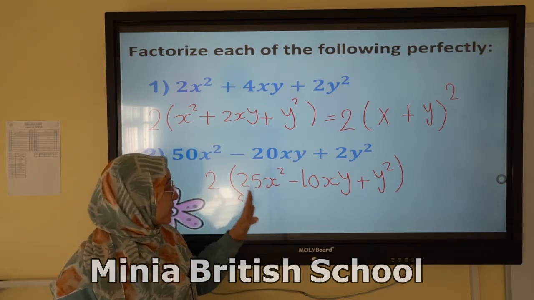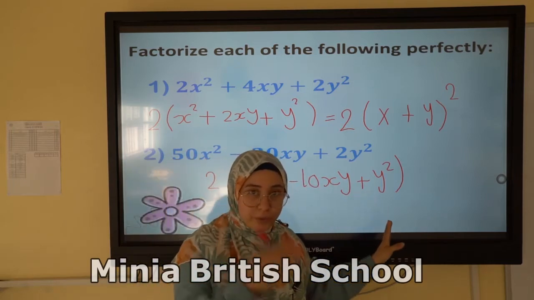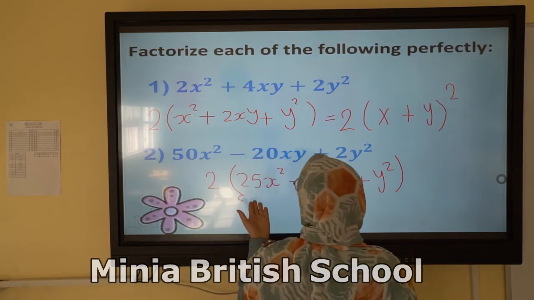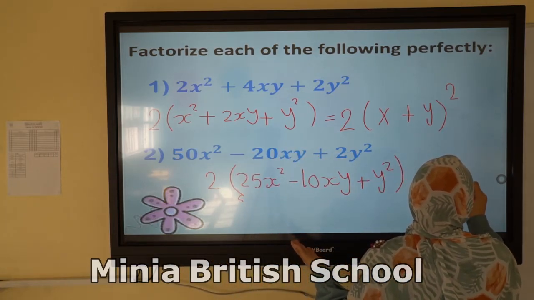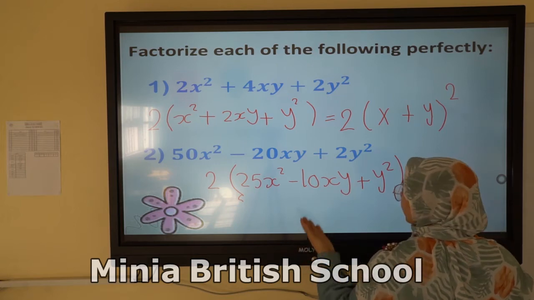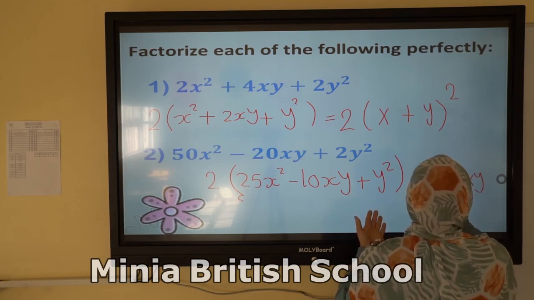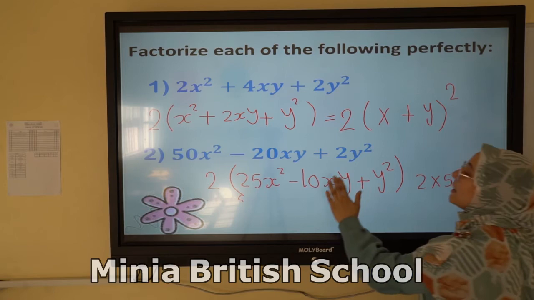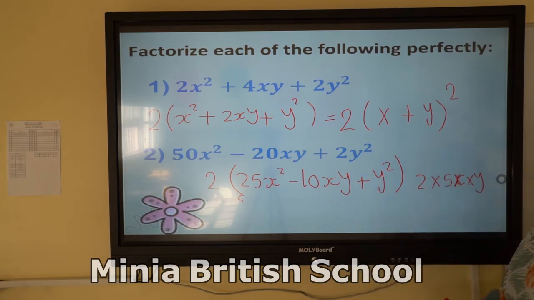Because the first term is a perfect square, the second term is a perfect square, and the middle term is 2 times square root of the first term, 5x, times square root of the second term, y. 2 times 5xy equals 10xy. Okay, now this is a perfect square.